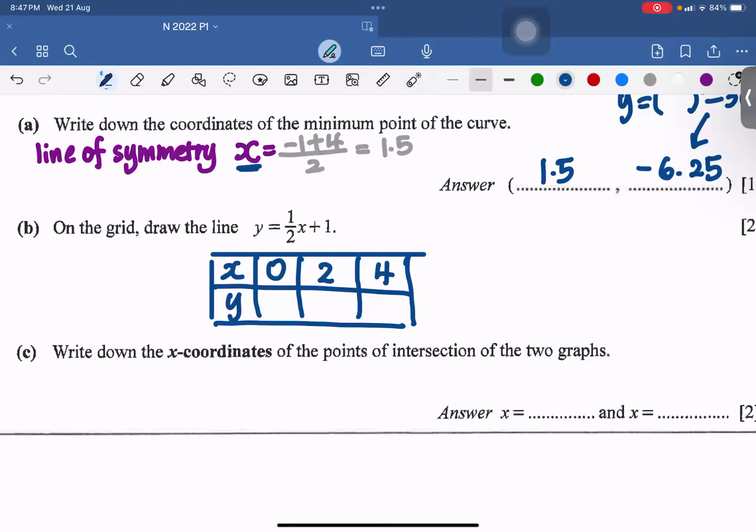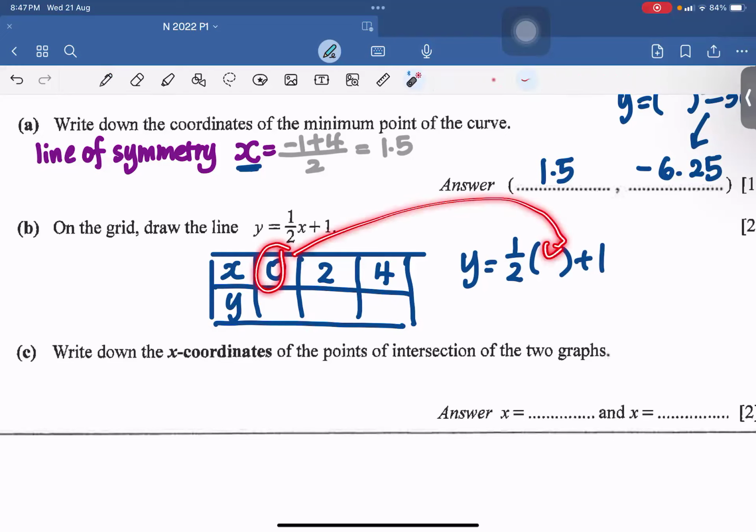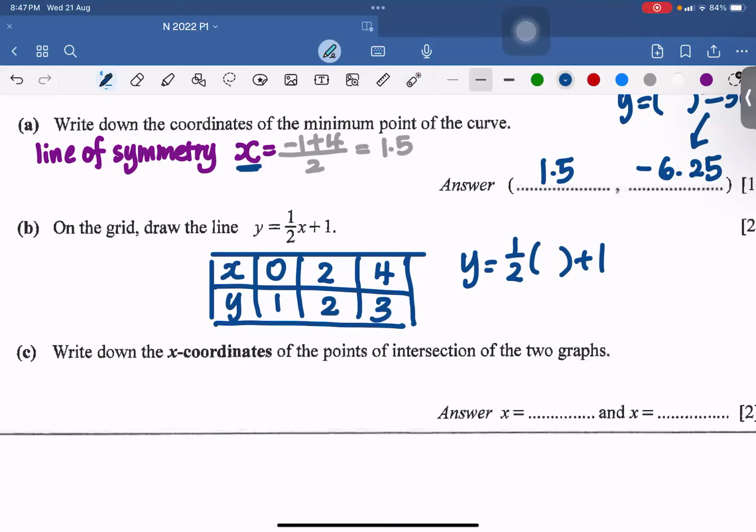So I use 0, 2 and 4. I never use 1 or 3. So in y equals to half x plus 1, put the first number 0 inside. I get 1. Put the second number 2 inside: half times 2 is 1, 1 plus 1 is 2. Then put the number 4 inside: half times 4 is 2, 2 plus 1 is 3. I got nice numbers.